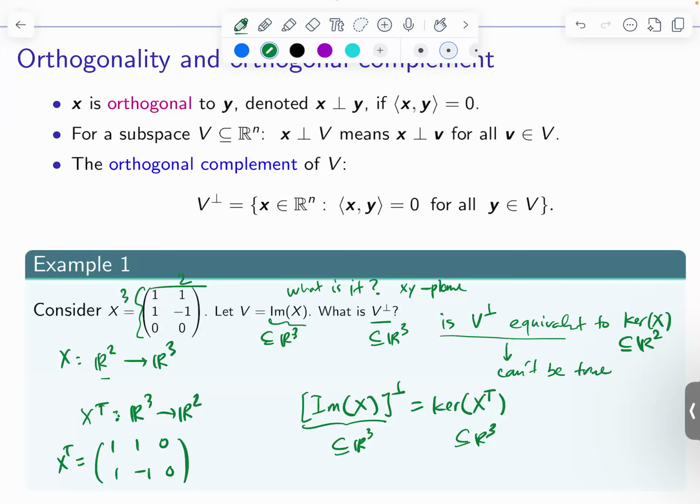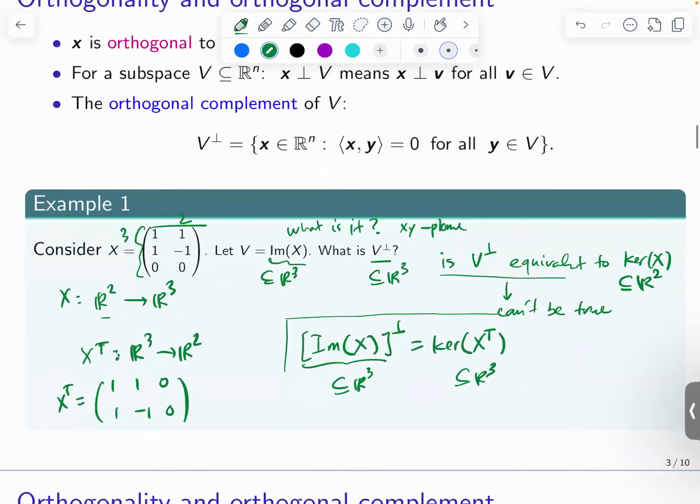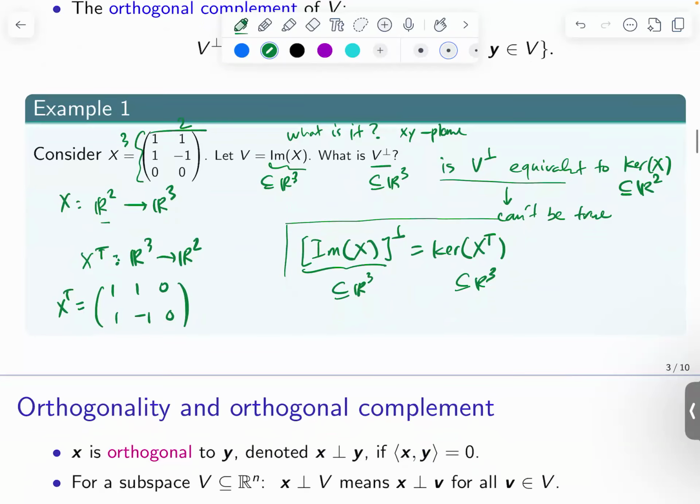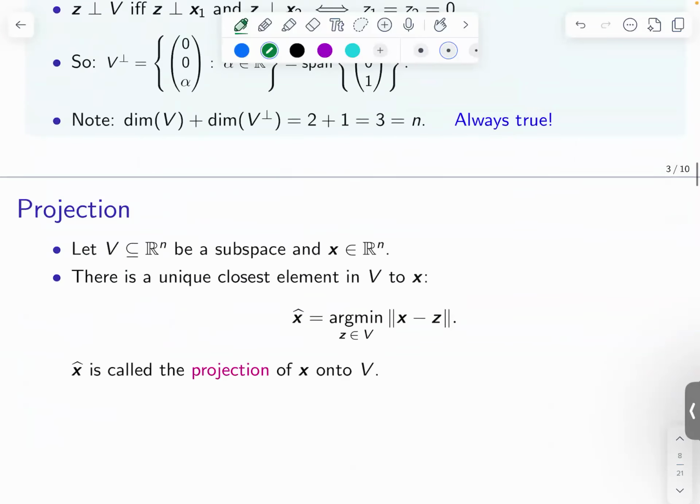Sounds good? Okay. Any questions? I haven't proved this. You're welcome to try to prove it yourself, but at some point we're going to see it. Just make sure that you understand the kernel and the image are in different spaces in general. So let's move on from this example.